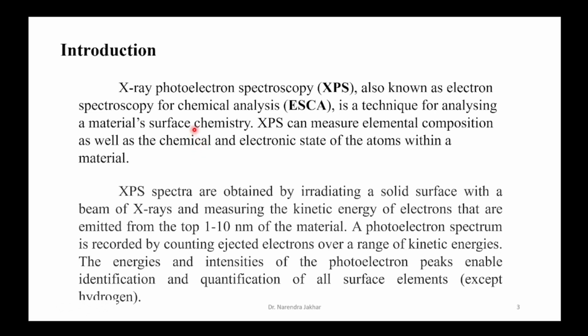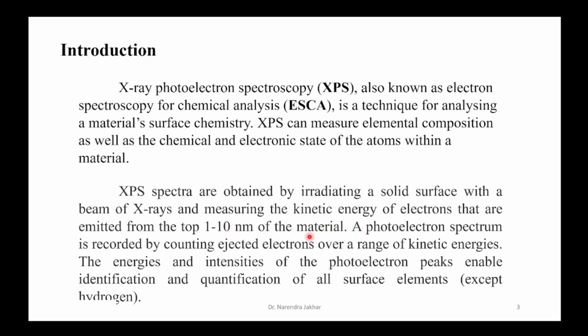The data obtained from the surface is from only 1 to 10 nanometers of depth of the material, meaning only 3 to 4 atomic layers from the sample surface. So it is a very surface-sensitive technique. When we irradiate the solid surface with a beam of X-rays, electrons are emitted or knocked out from that surface, and we are able to measure the kinetic energy of the electrons coming out from this range of up to 10 nanometers depth from the material surface.